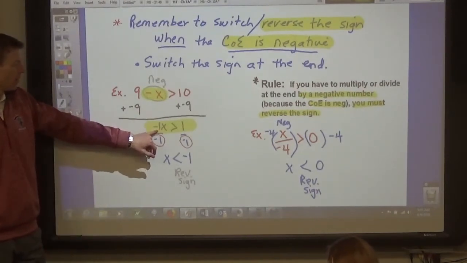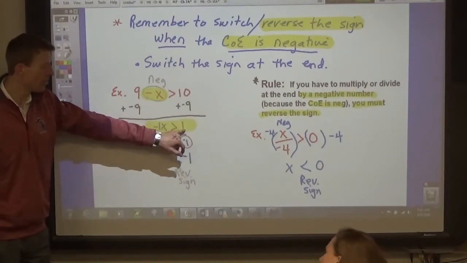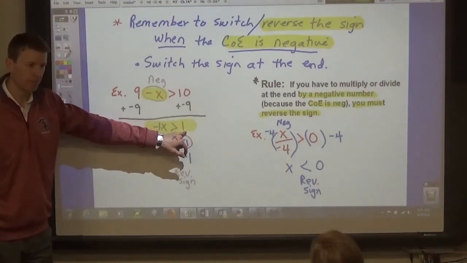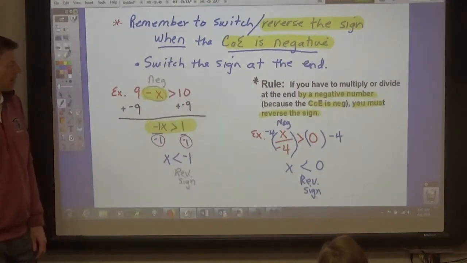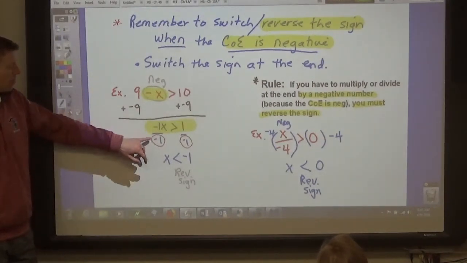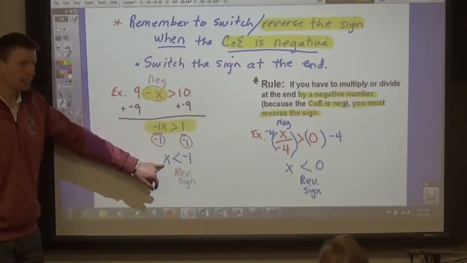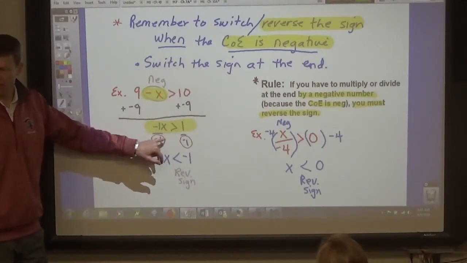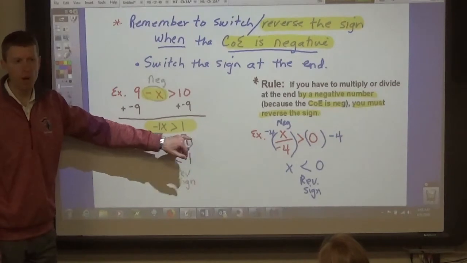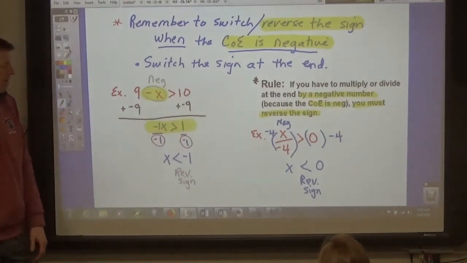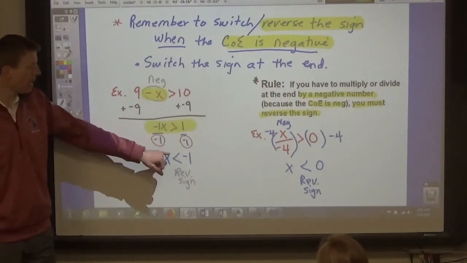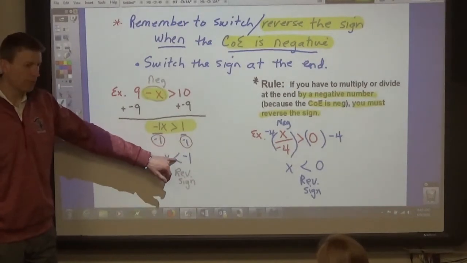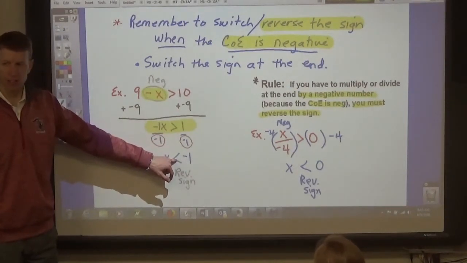And then negative 1x is greater than 1. So that means in order to find what positive x is, you have to divide by negative 1. Right? Or multiply by negative 1. And when you do that, you have to reverse the sign in order to get the solution.